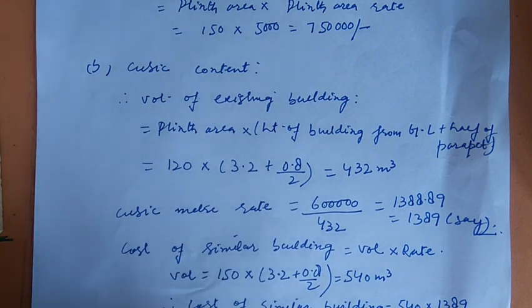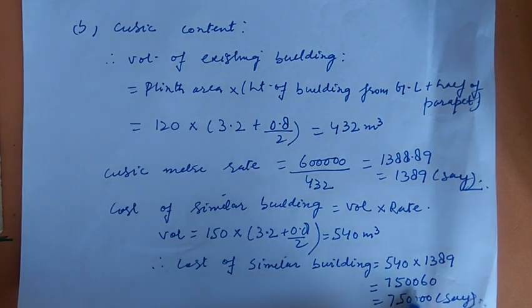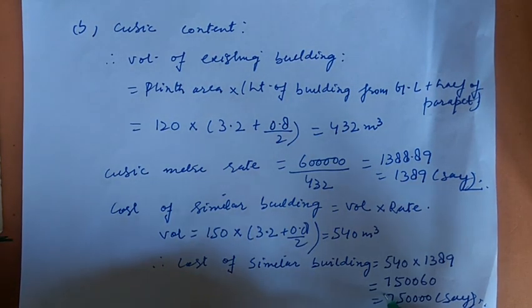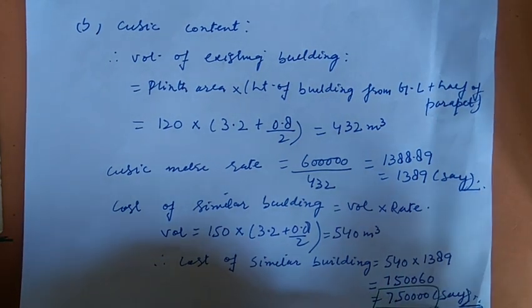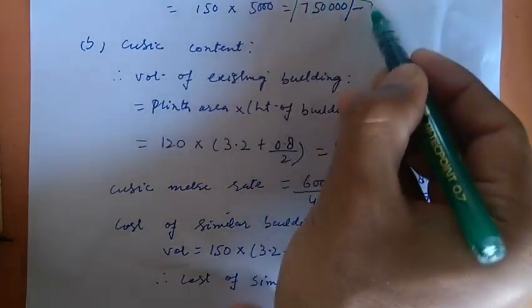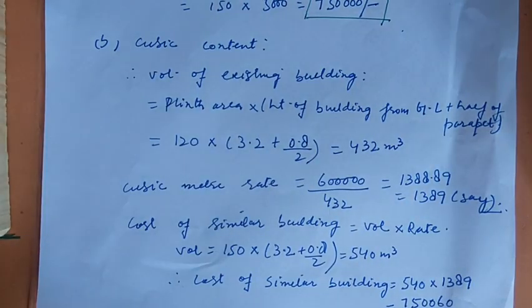Now we will calculate the cost of the similar building. We simply multiply the volume and the rate, and we get 750,060, or we can say 7,50,000, which is similar to the one we calculated here. So this is it. These kinds of numericals are asked in the examination also when they are based on the preliminary estimate.